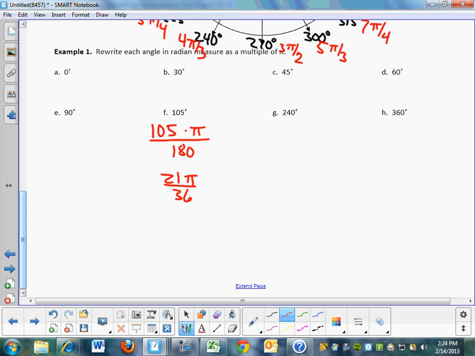21 pi over 6. Both are divisible by 3. 7 pi over 12. So sometimes you just need to simplify that fraction. Okay? Any questions how I got that?